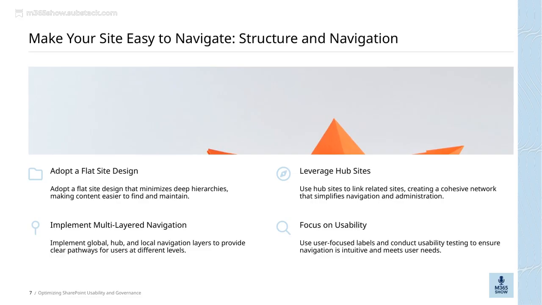Next, it's important to implement different layers of navigation, such as global, hub, and local navigation. This layered approach provides clear pathways for users at various levels, making it easier for them to find related content without getting lost. Speaking of hubs, leveraging hub sites is a great way to link related sites together. This creates a cohesive network, simplifying both navigation and administration. It keeps everything connected and easy to manage.